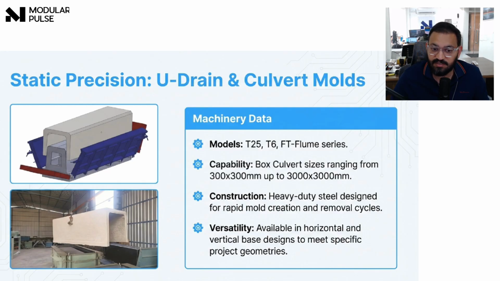Depending on size, these molds can be horizontally cast or vertically cast. Small U-drains are produced in large numbers. Large box culverts are produced with fewer cycles but higher weight. Precast culverts are commonly used in highways, railways, industrial drainage, flood control systems, etc. Factory casting ensures that every unit meets structural and durability requirements.